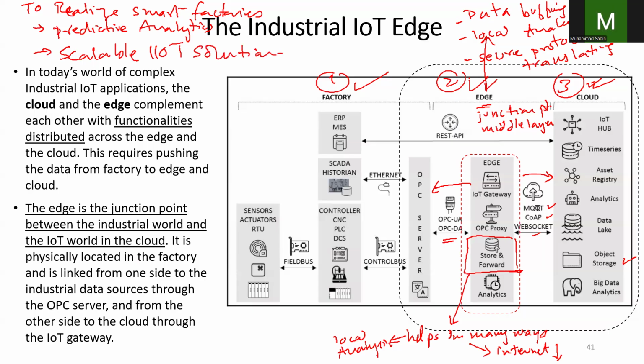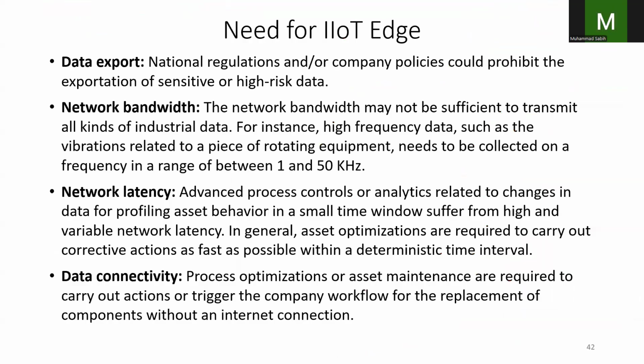Next we will discuss the need for the IoT edge, why it is important. The first point is data exportation restrictions. In many industries, national laws, regulations and policies don't allow sensitive or high-risk data to be sent outside. It is not allowed to send the data out of the company premises or across the border. Edge computing allows us to process and analyze such data locally without violating these constraints.